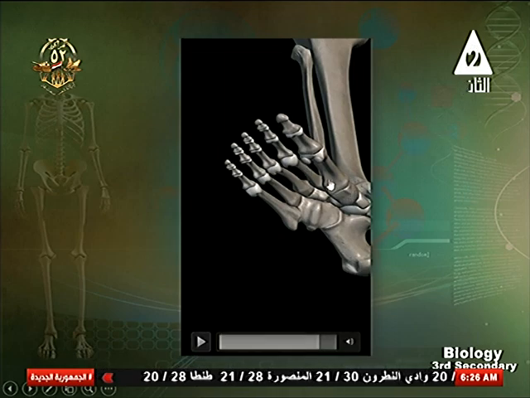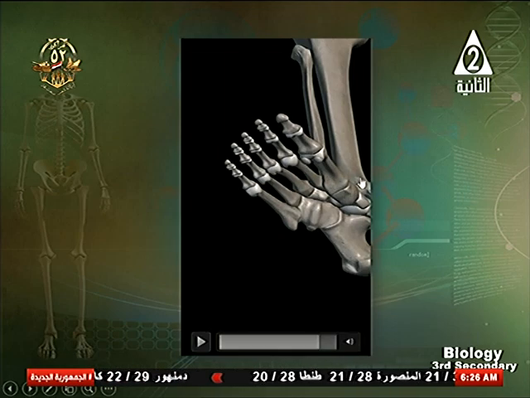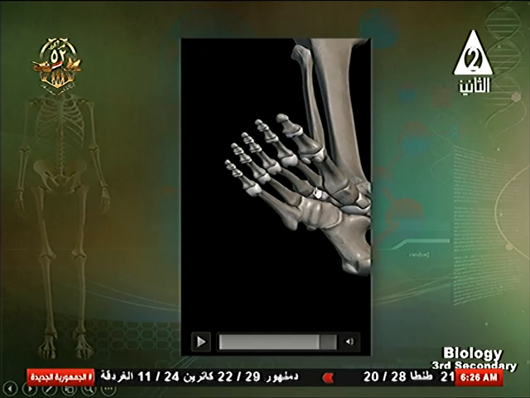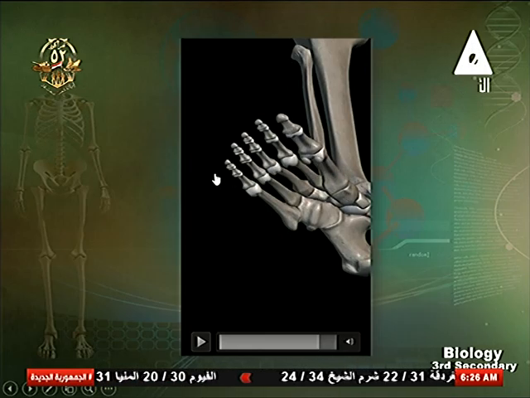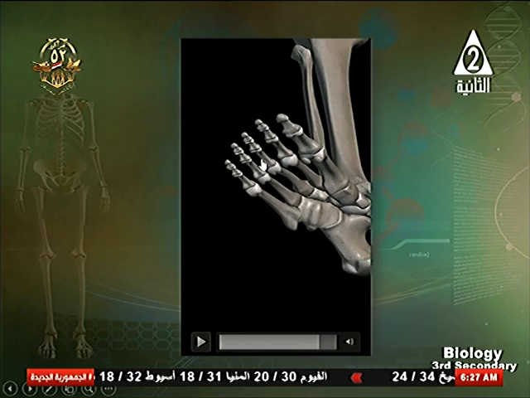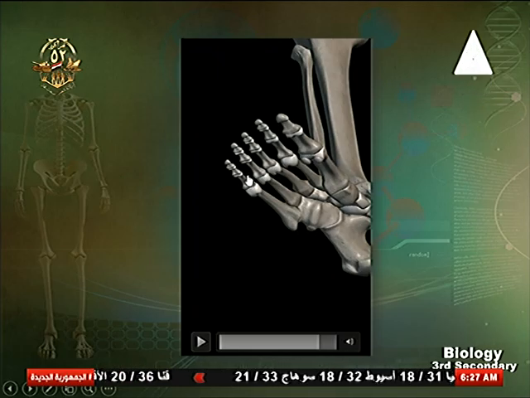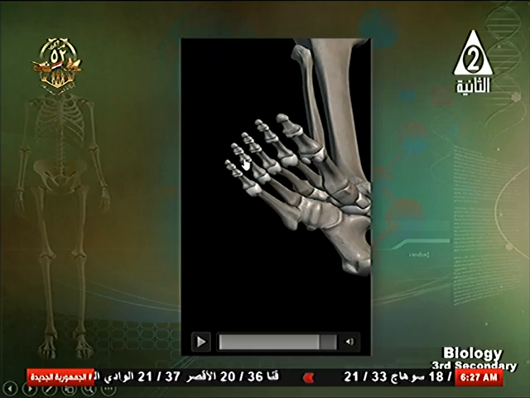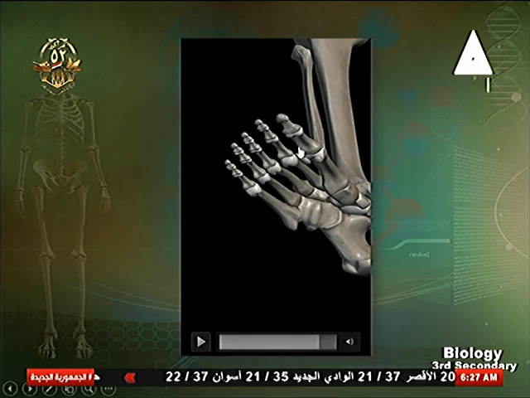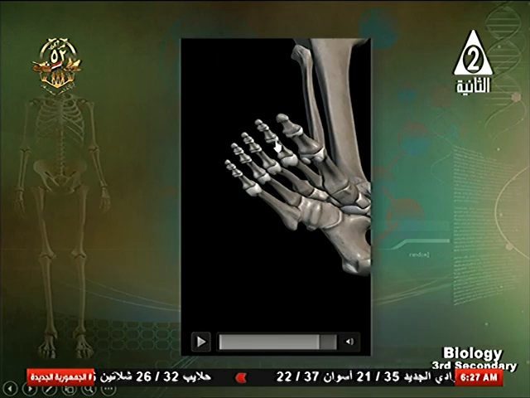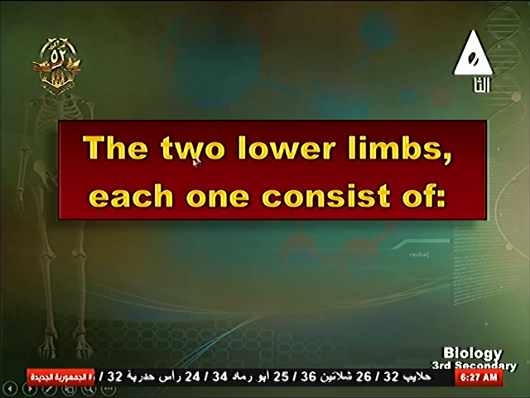The instep consists of 5 long, thin bones called metatarsals. Each one of them ends with the toes. The foot has 5 toes, and each one consists of 3 phalanges, like the hand, except the big toe, which consists of only 2. Okay, let's study the two lower limbs.